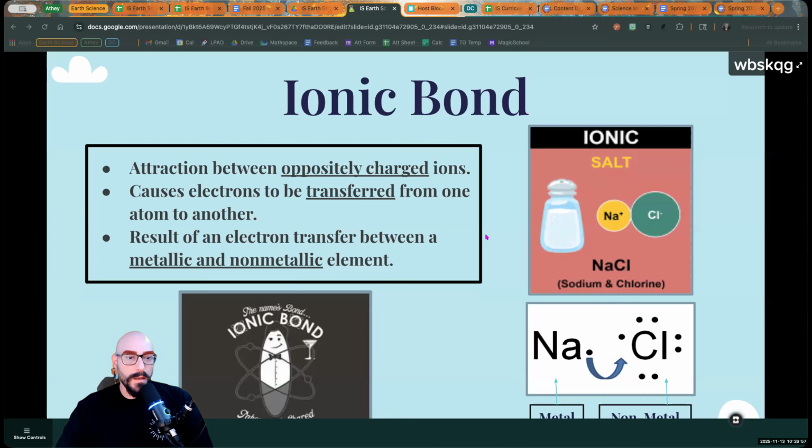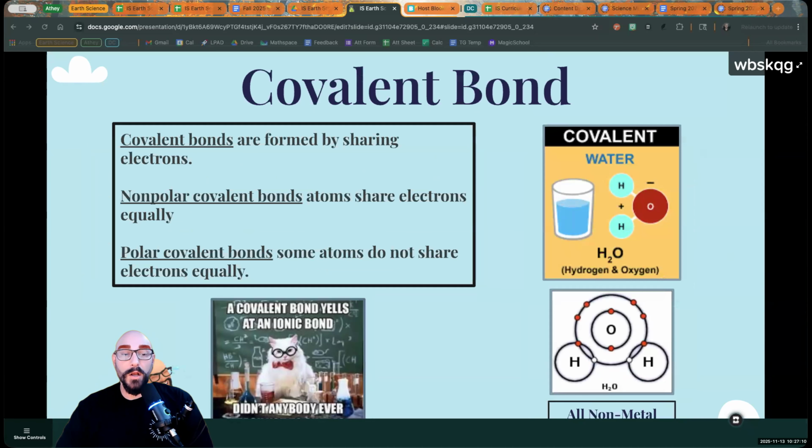But okay, so we've got ionic bonds, right? We got a positive and a negative charge hanging out together, making each other feel neutral and safe. We also have covalent bonds. This is a sharing of electrons. Neither of these elements wants to fully give up their electron, and neither of them is really strong enough to take the electron from the other one. So they just kind of share it, and that electron kind of hovers between them.